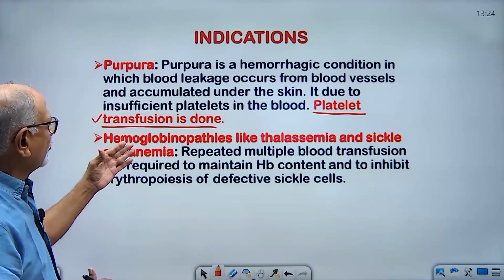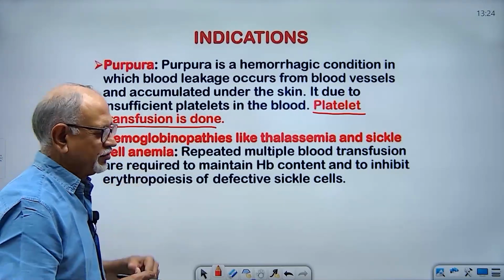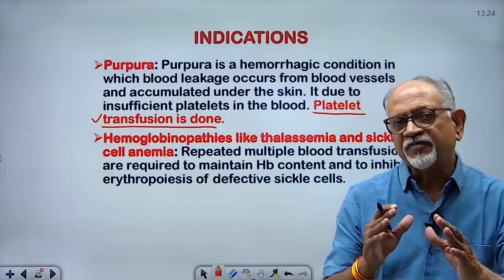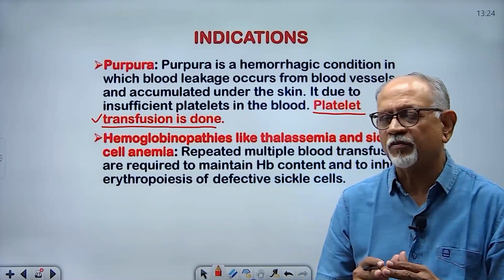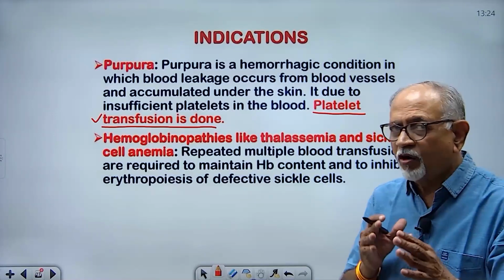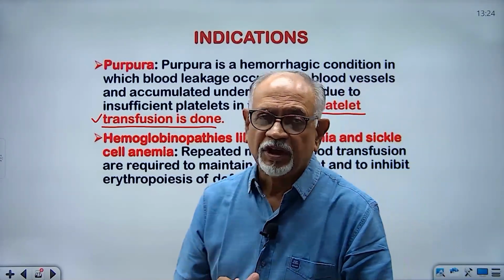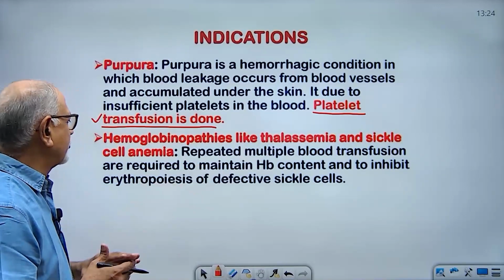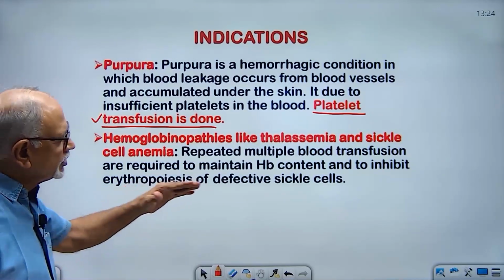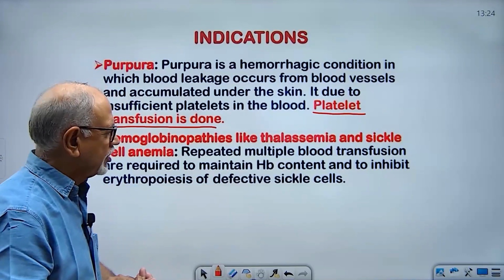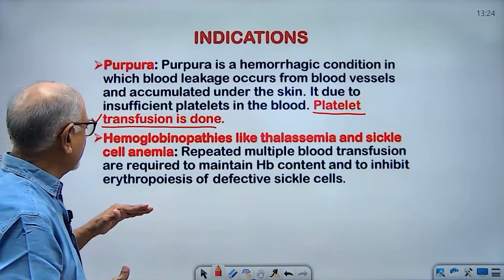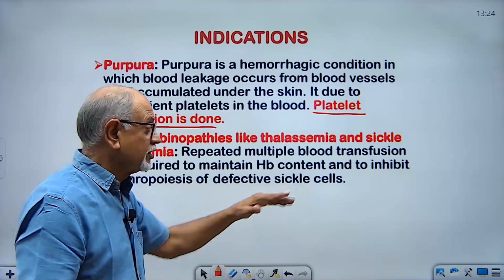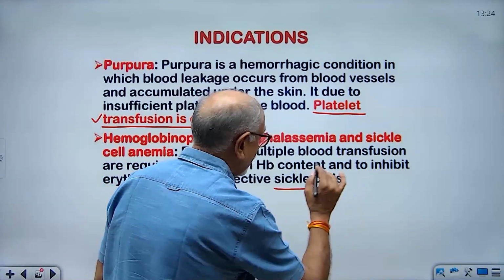Now, in case of hemoglobinopathies, that means the defective synthesis of hemoglobin, and because of that the amount of hemoglobin is less. In those cases, repeated multiple blood transfusions are required to maintain the concentration of hemoglobin and to inhibit erythropoiesis of defective sickle cell. Like this is one example, sickle cell.